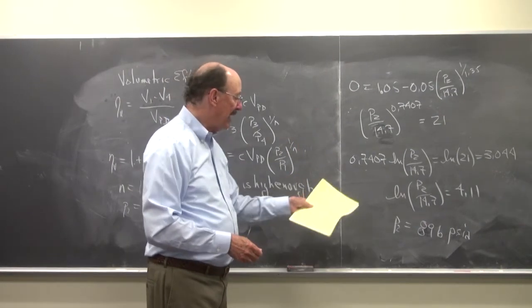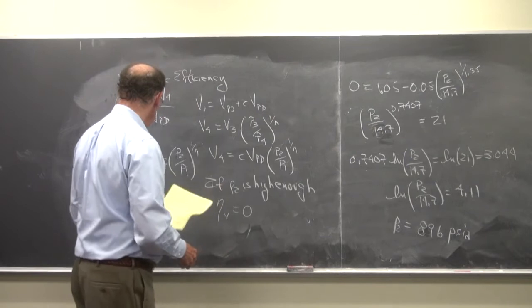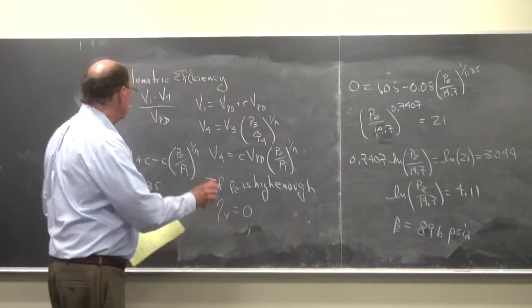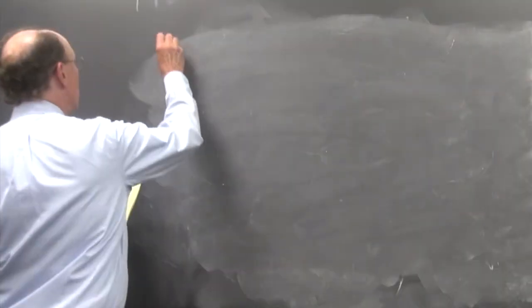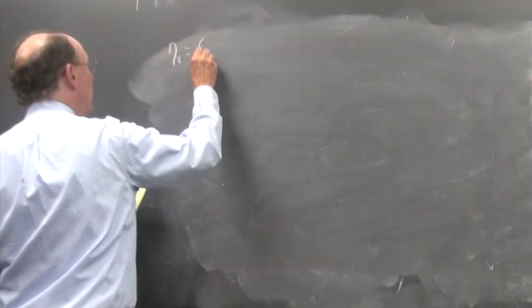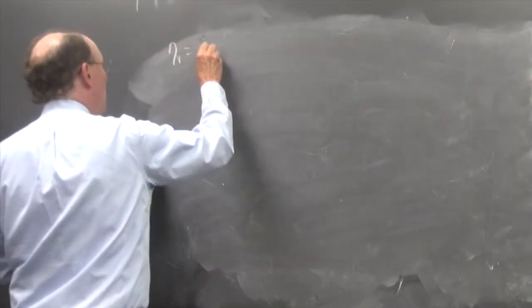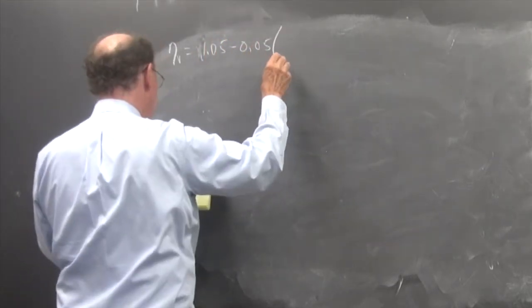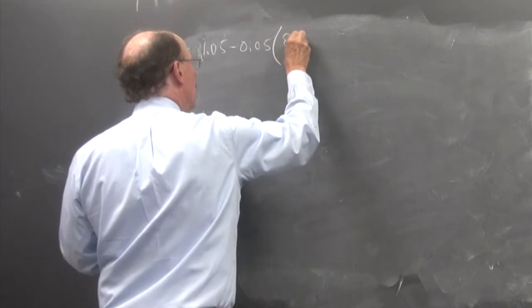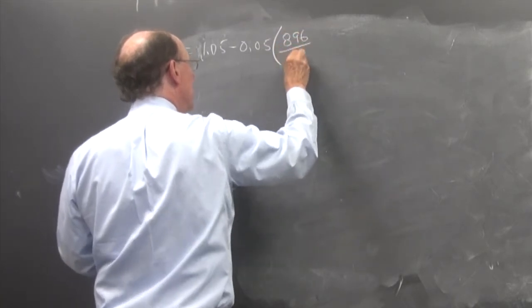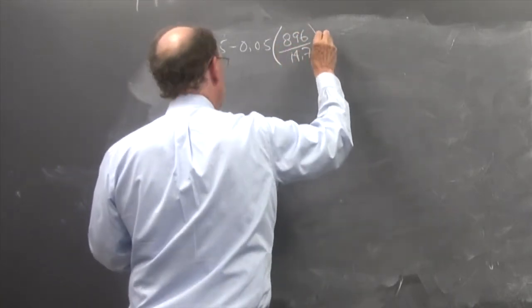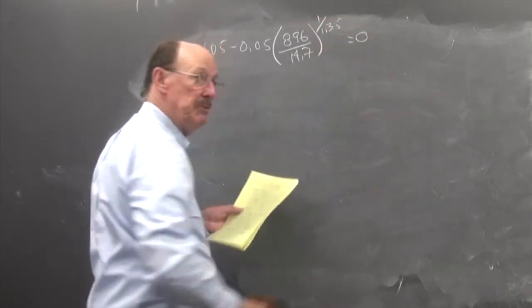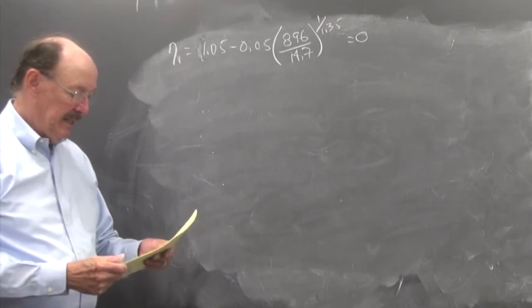And I can check on that. I can substitute that back in this expression. So I did that just so you'd see that it works. So eta sub b is 1.05 minus 0.05 times 896 over 14.7 to the 1 over 1.35, and it's equal to 0. So if you do all the math, it's equal to 0.